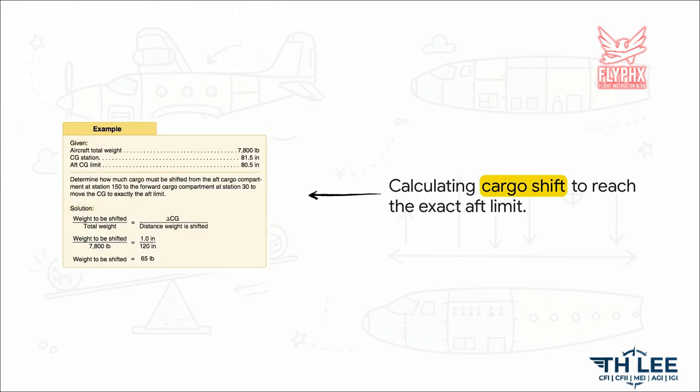Let's walk through a real-world example so you can see it in action. Say our total weight is 7,800 pounds, but our calculated CG is sitting at 81.5 inches. That is exactly 1 inch past our aft limit of 80.5. We are currently unsafe to fly. By plugging our numbers into the formula, we set weight to be shifted over our total 7,800 equal to a required 1.0-inch CG shift over a 120-inch distance forward. If you cross-multiply and do the algebra, it demonstrates perfectly that physically moving just 65 pounds of cargo 120 inches forward pulls the aircraft right back to a safe 80.5-inch aft limit.